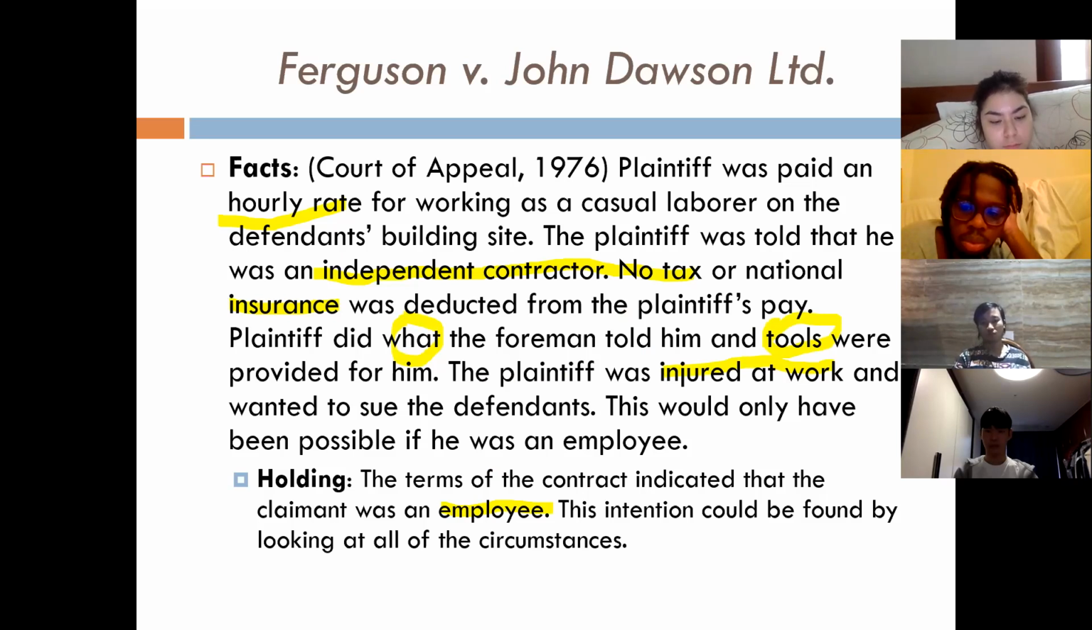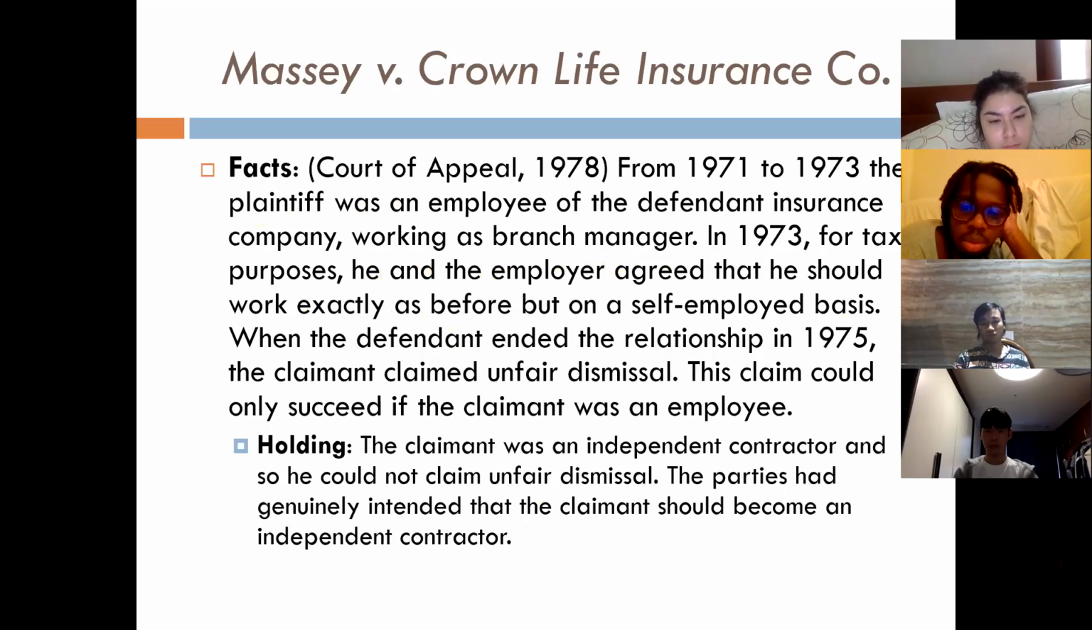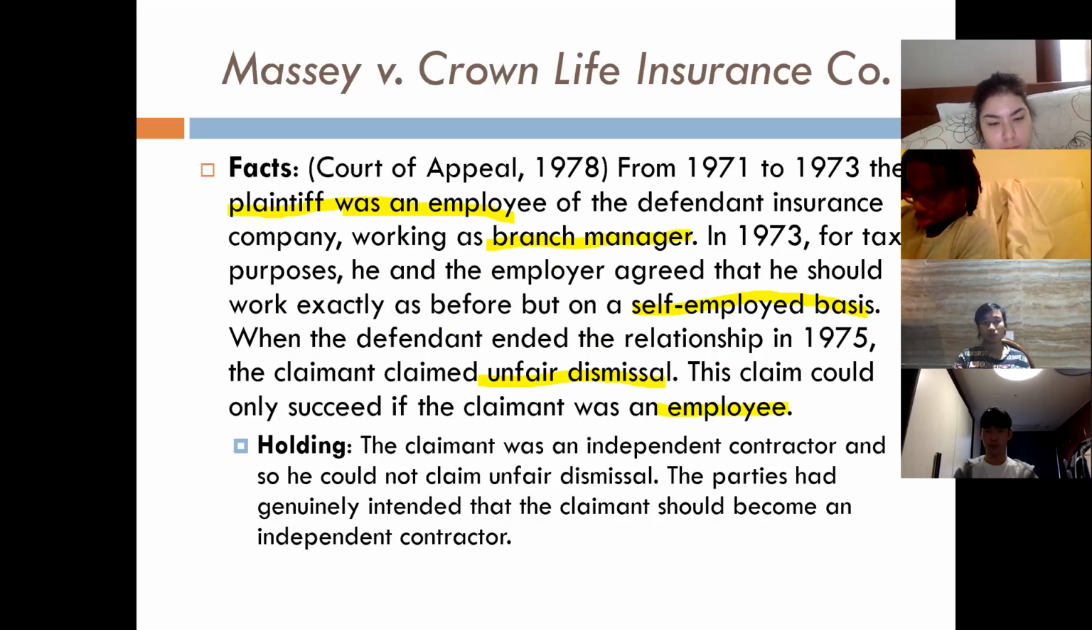Now, here's another one that's a little bit different. This is called Massey v. Crown. In this case, the plaintiff was an employee of an insurance company. In fact, they were a manager, a branch manager. For tax purposes, they agreed that he should work as before, but be self-employed. Then he ended the relationship in 1975 and claimed unfair dismissal. You can only do that if you're an employee. Now, in this case, do you understand why? Can anybody tell me why he is not an employee? He is an independent contractor. Can anybody tell me why?